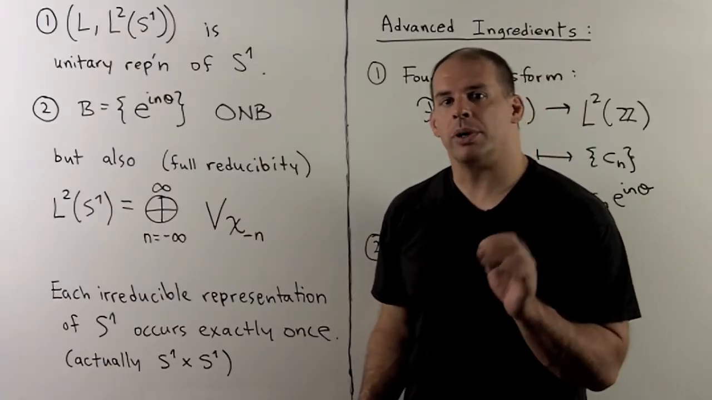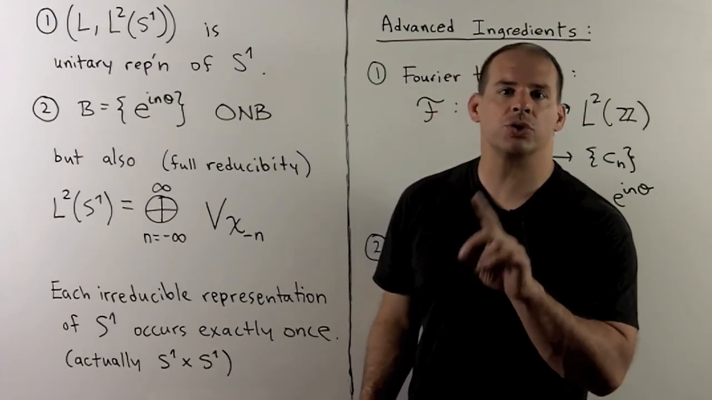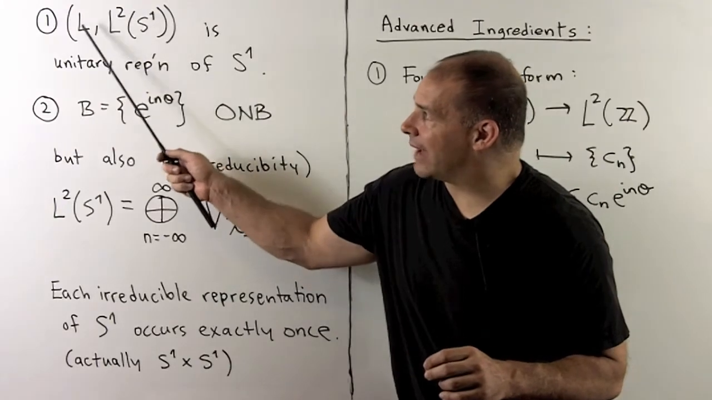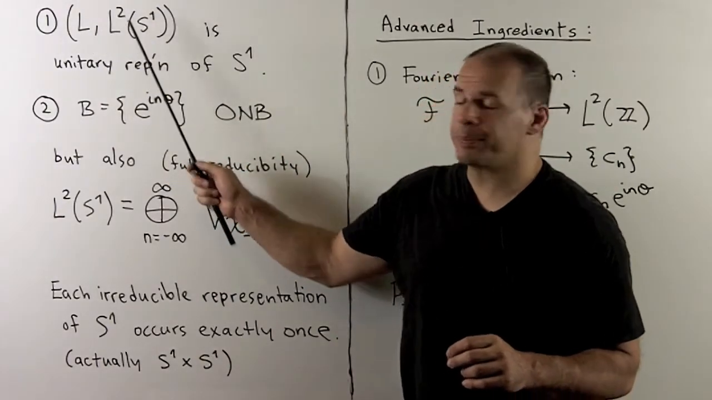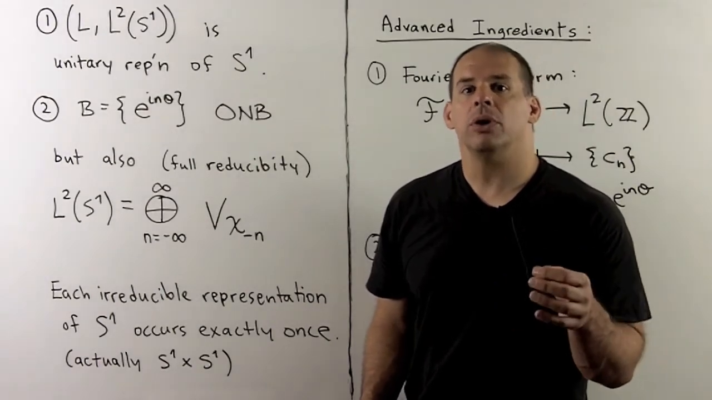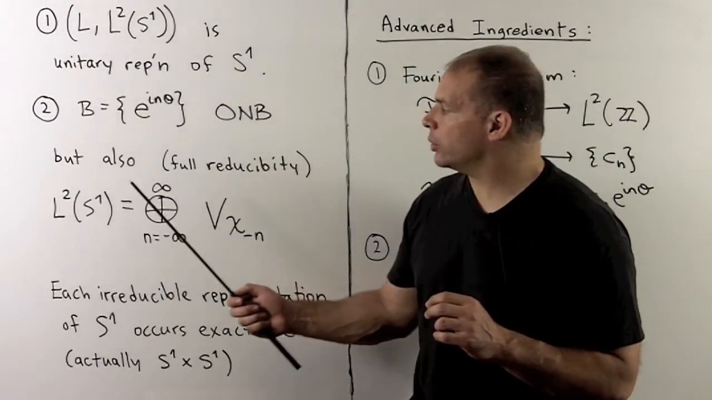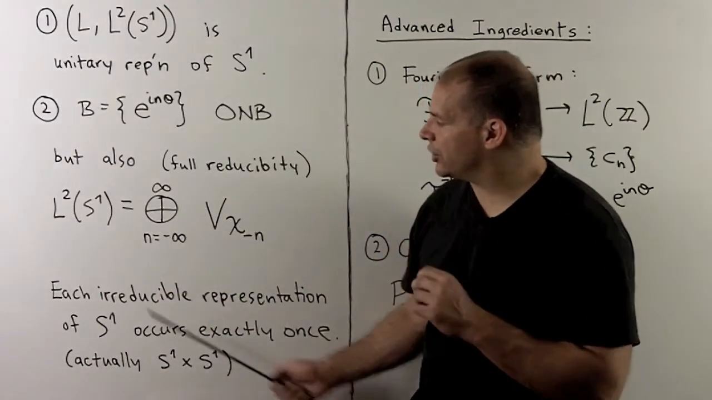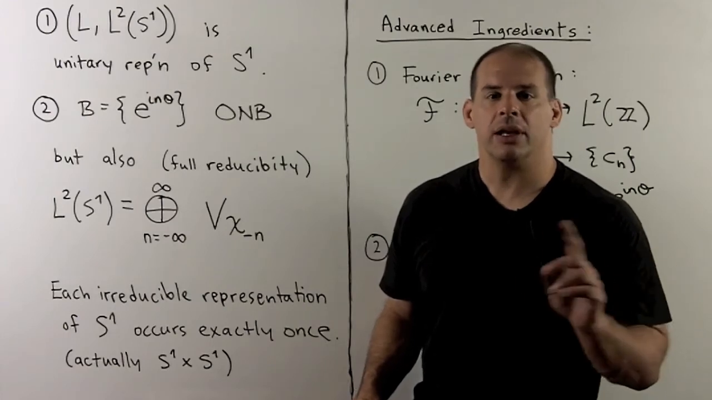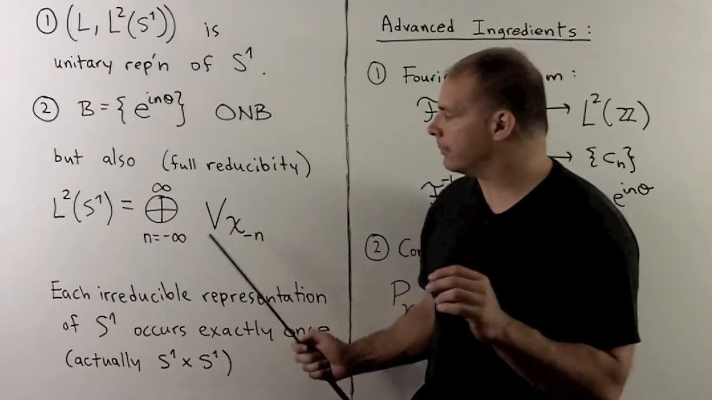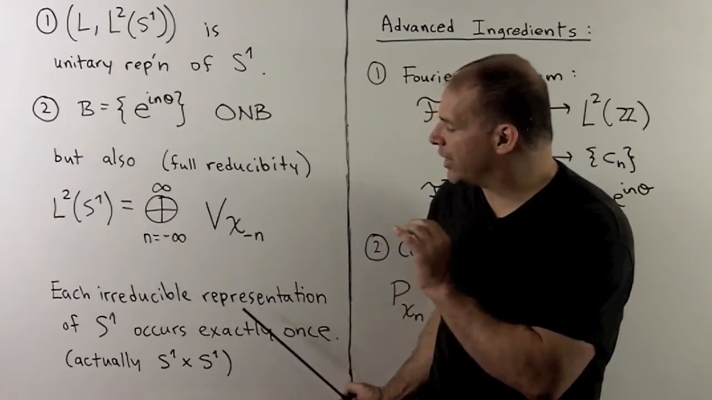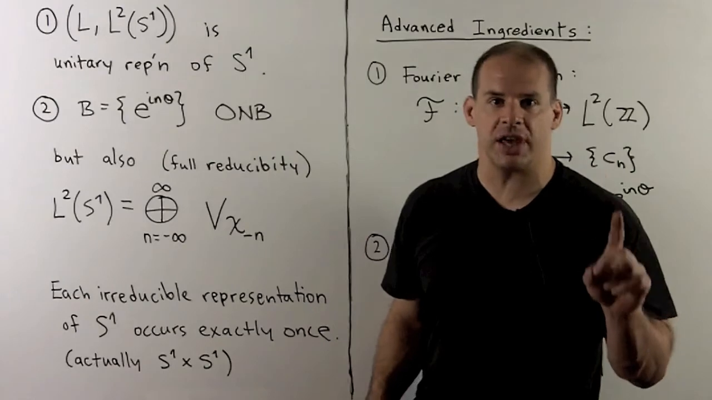Now, the story we want to tell for finite groups is close to the story for the circle group. First, we have the left action acting on our function space. It's going to be a unitary representation of our group. If we decompose this space into irreducibles, we'll see that each irreducible representation of our group occurs exactly once. Now, we could state that as is if our group's abelian. If it's not abelian, then when we say irreducible representation, it's going to be of the group cross itself.